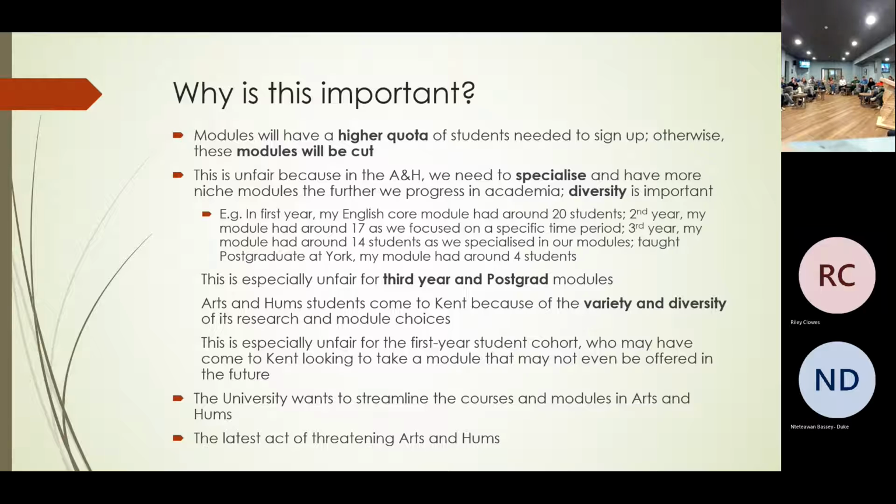Just to showcase that, in my first year there were 20 students in the module. Second year it became 17, third year 14, and in my postgrad it became just 4. So it becomes more and more niche the further you go on. So I think it's really important, especially for third year and postgrad modules, because diversity and variety is really important to students. It's also important for the first year cohort, the current cohort here at Kent, because they probably come to Kent for that diversity of modules. To see that probably getting cancelled when they get into third year is going to be really unfair.